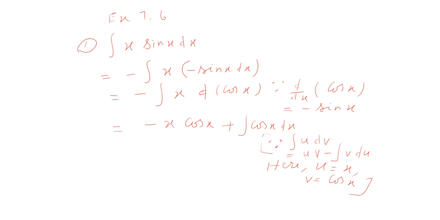Now let me just simplify further. This will get reduced to minus x cos x. Integral cos x is nothing but plus sin x plus c, the constant of integration I used to add normally. Let me repeat the whole process.